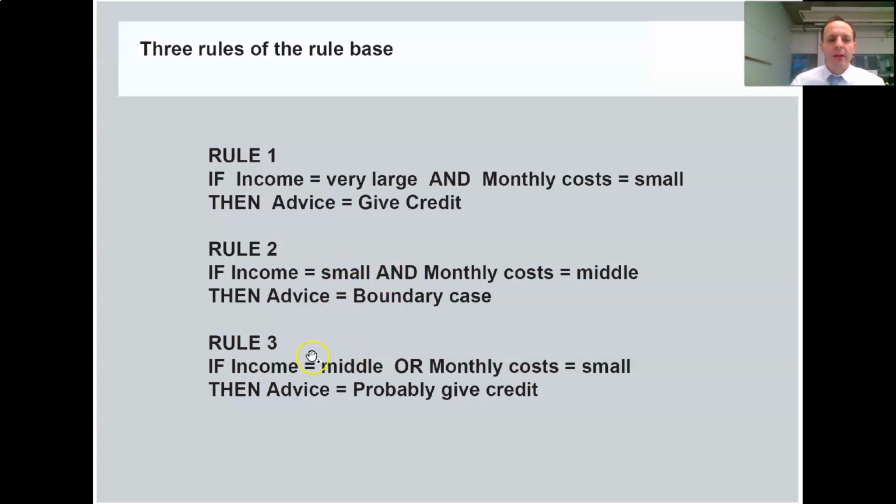because we don't know how much the person will be able to return the loan. For the case of rule three, pay attention, because the first two rules have a connection represented by the logic AND, and the third one is an OR. So if the income is middle, which means that it has a good salary, or the monthly costs are small, then the advice is probably give credit.